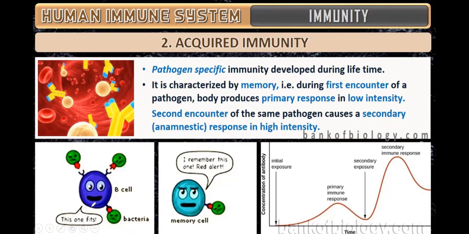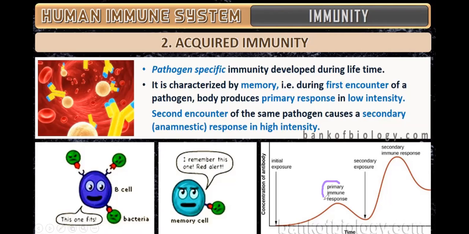So this is the first time a B cell is being infected by bacteria. It will show a primary response, which is of low intensity. So it will remember. The second time, if the same bacteria comes inside the body, it will produce a secondary response. What is the other name of the secondary response? Anamnestic response. And the anamnestic response is of high intensity. In terms of antibody concentration, the initial exposure is very low.